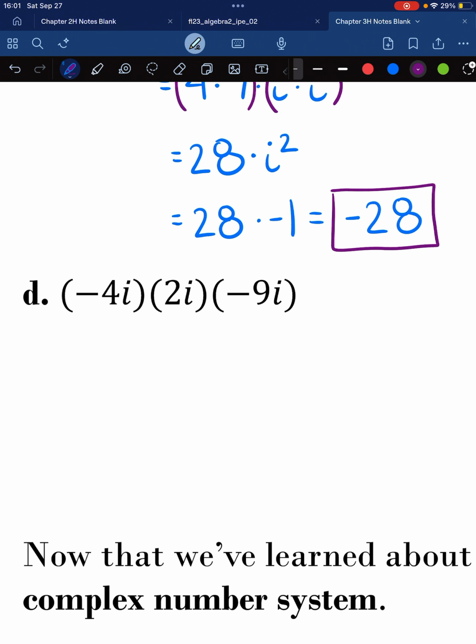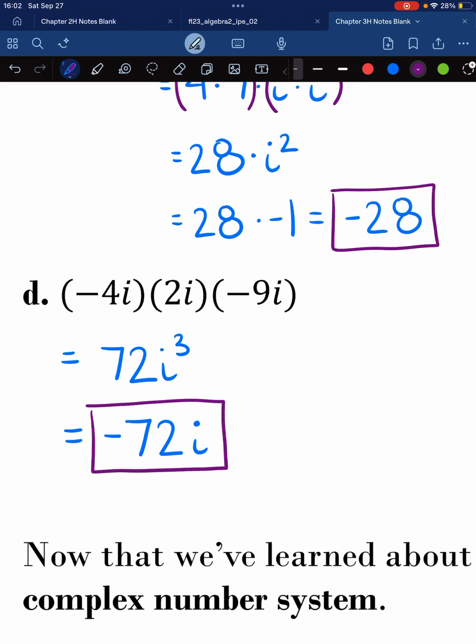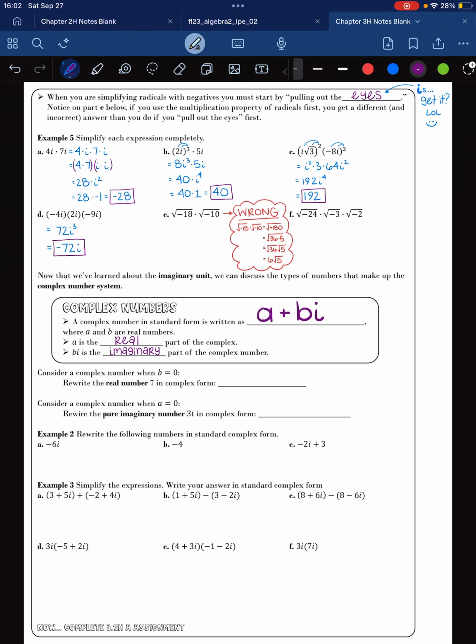Alrighty. D. Okay, again, associative property, we can go ahead and rearrange the groups there, and we end up with a negative times a negative is a positive. 2 times 4 is 8. 8 times 9 is 72. I cubed. We know that I cubed simplifies to negative I. And there that is all simplified.